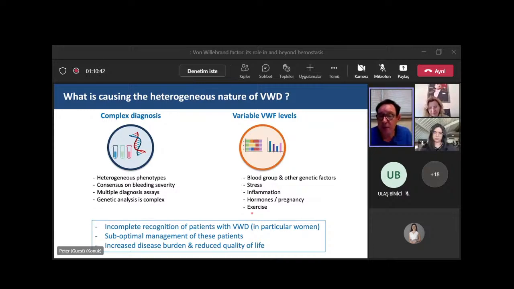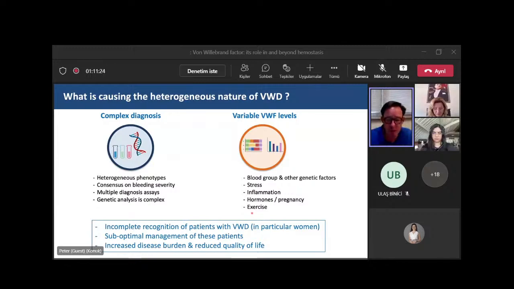The other thing is that VWF levels can be quite variable, even within one individual. It can depend on the time of blood sampling. It can depend on blood group and other genetic factors. Stress, inflammation, hormones, exercise, they all influence VWF level. So especially those who are borderline VWD can have VWF levels that are in the normal range one day and below the other day.